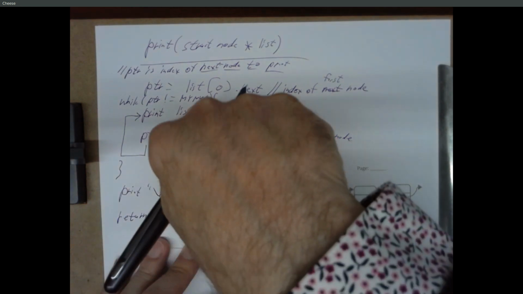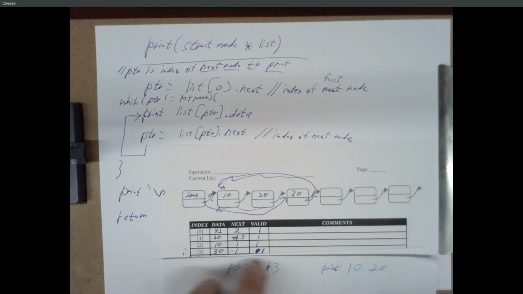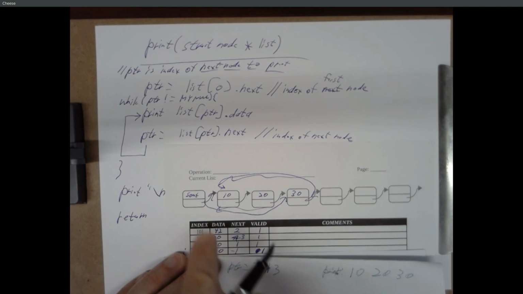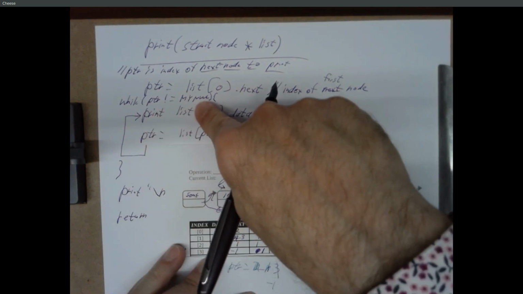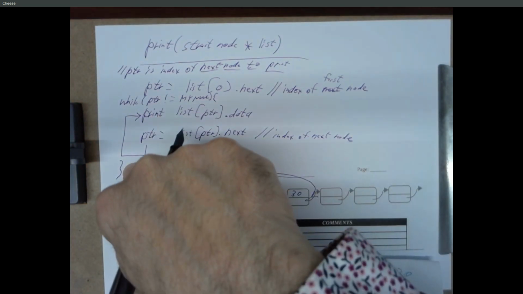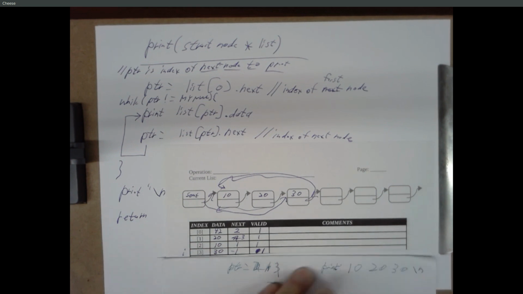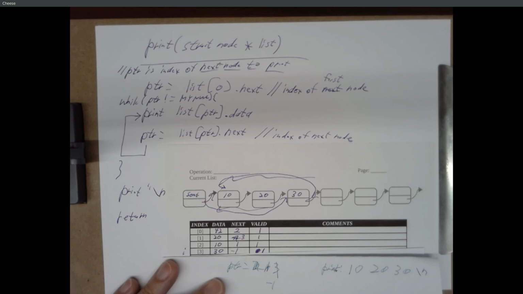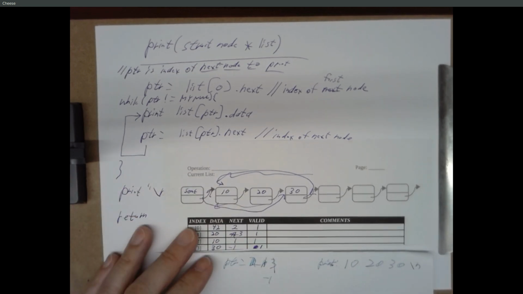Top of the loop. 3 is not equal to my null. Print list[3].data. That's a 30. Pointer equals list[3].next. That's a -1. Top of the loop. Pointer is equal to my null. We're going to exit the loop. We're going to print a new line. And we're going to return. And we printed the list successfully. So in this case, looks like the code works.